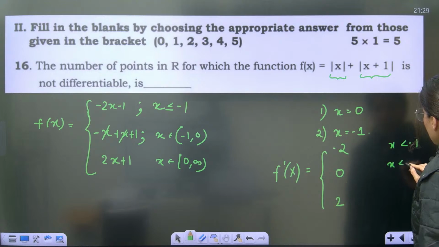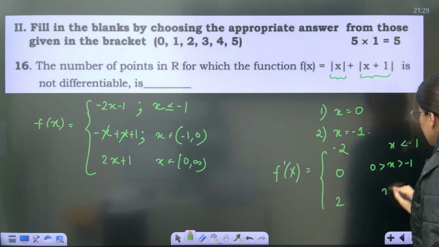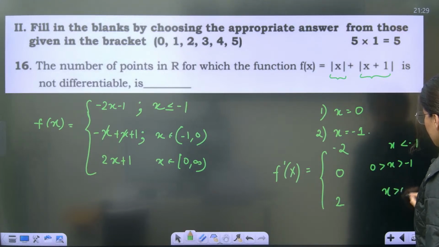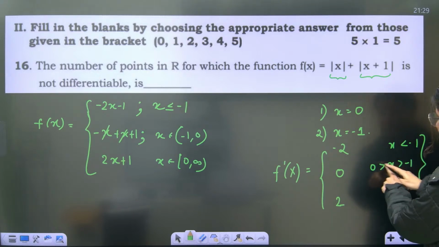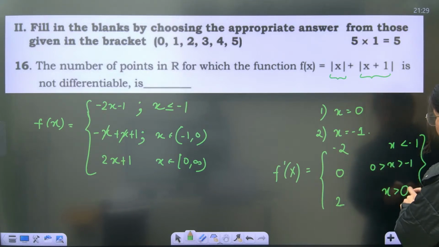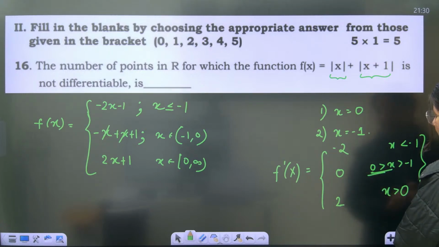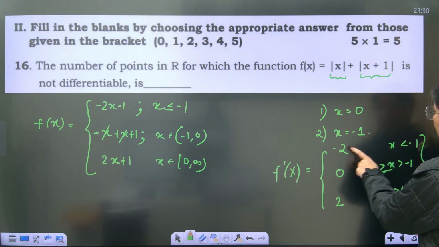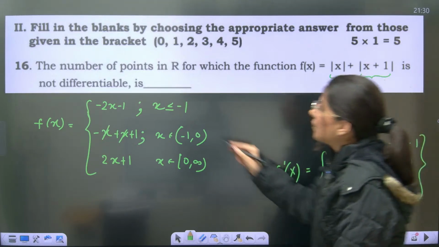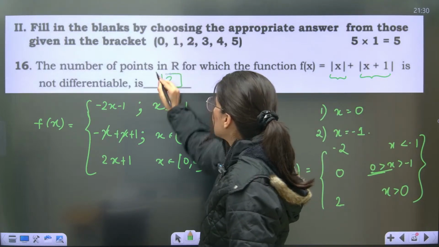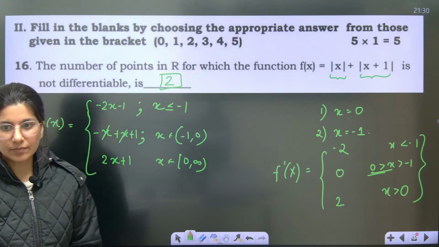This is when x is greater than -1 but less than 0, and this is when x is greater than 0. So what is happening? For x less than 0 you're getting 0, and for x greater than 0 you're getting 2. Basically, the left hand derivative is 0 and the right hand derivative is 2. So the points of non-differentiability are 2.